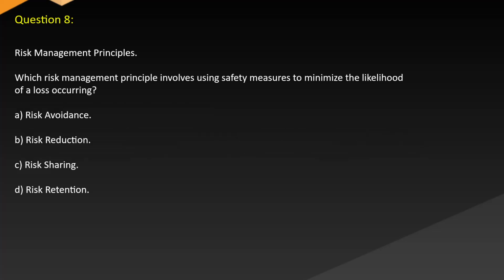Question 8. Risk management principles. Which risk management principle involves using safety measures to minimize the likelihood of a loss occurring? A. Risk avoidance. B. Risk reduction. C. Risk sharing. D. Risk retention.